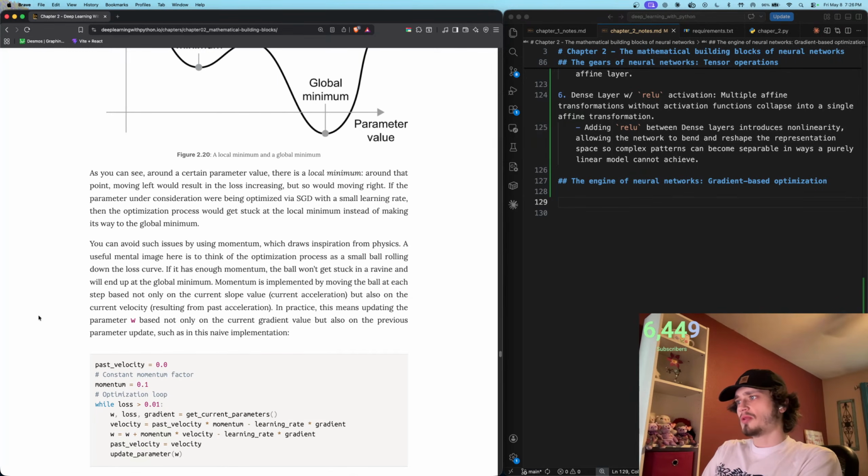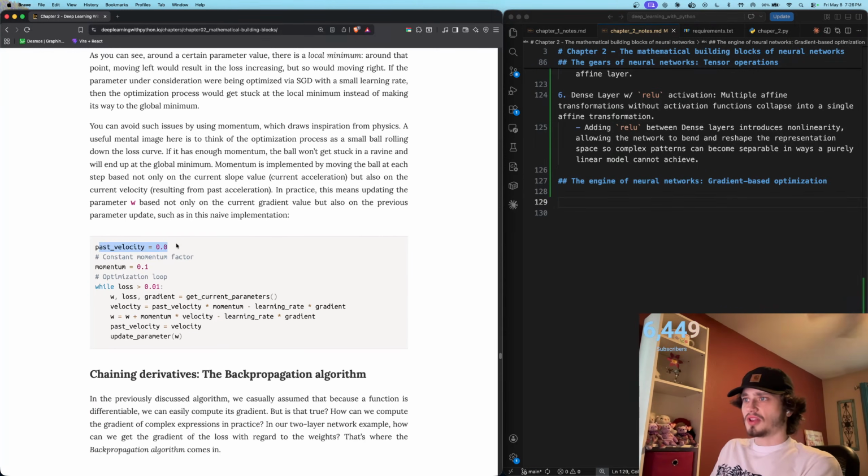Momentum is implemented by moving the ball at each step based not only on the current slope value, the current acceleration, but also on the current velocity, resulting from past acceleration. In practice, this means updating the parameter w based not only on the current gradient value, but also on the previous parameter update, such as in this naive implementation. We have a past velocity and a momentum.